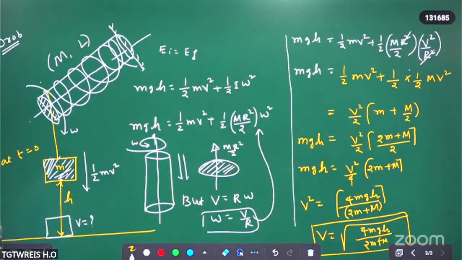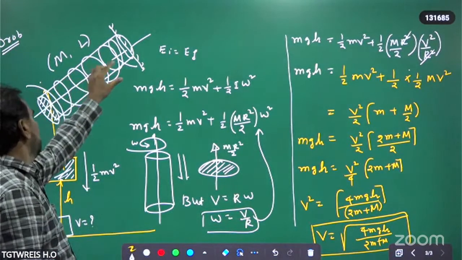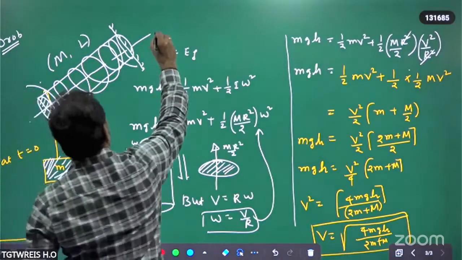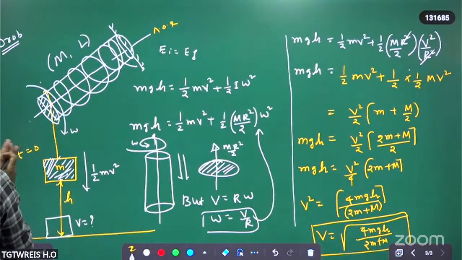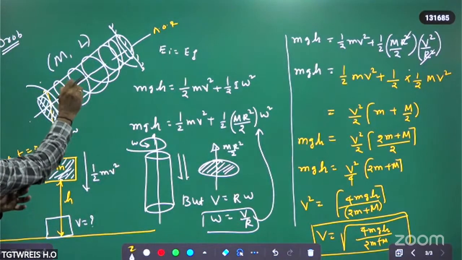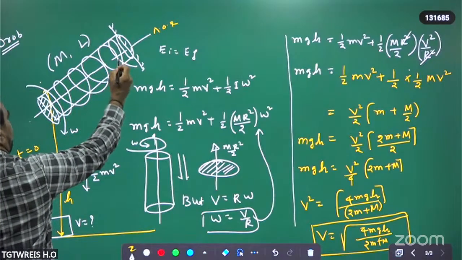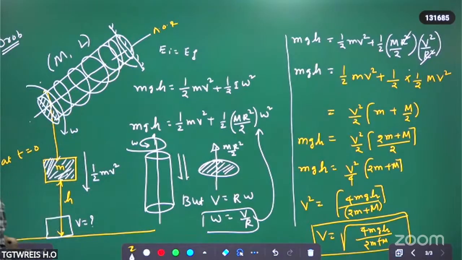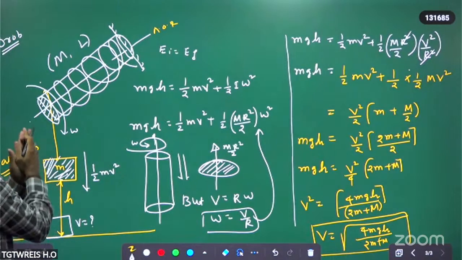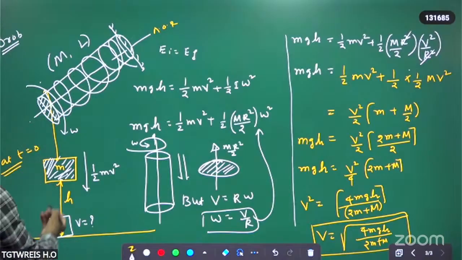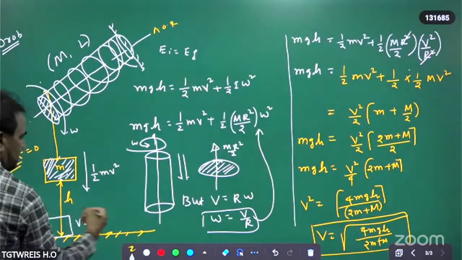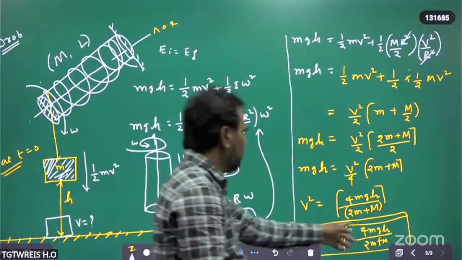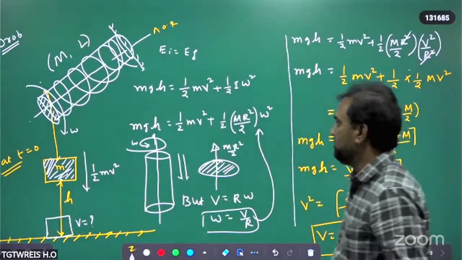Okay. A cylinder of mass M is placed on its axis of rotation. Over it, a massless string is wrapped like this. One end is connected at this point, and the other end is connected to a block of mass m. At time t equal to 0, the block of mass m is released. Then with what velocity does the block of mass m hit the ground? That was the question. V is equal to square root of 4mgh upon 2m plus M.